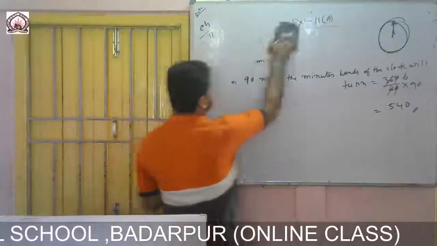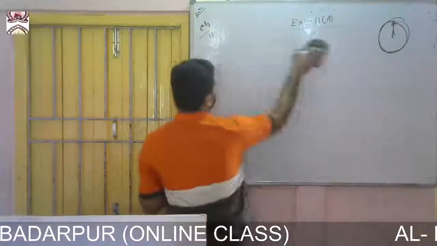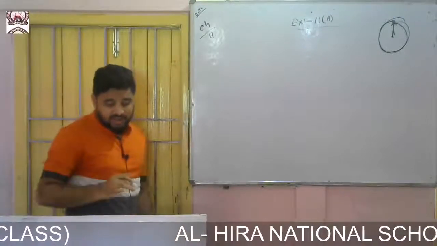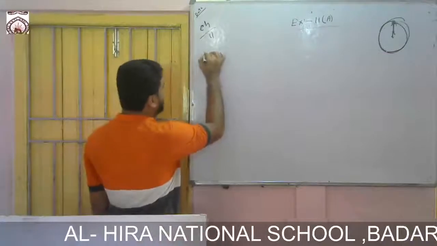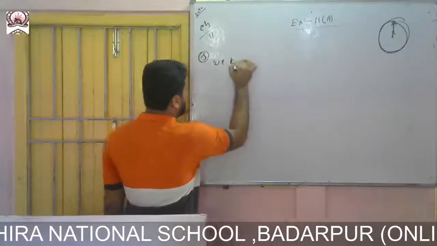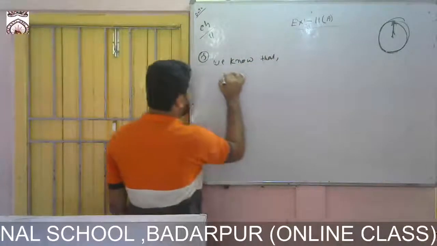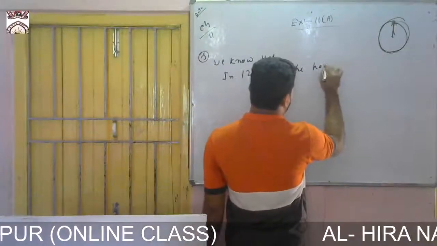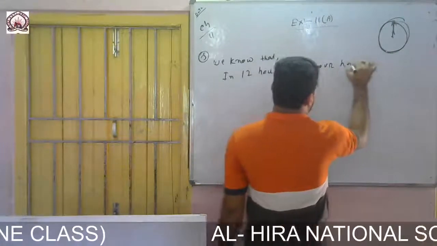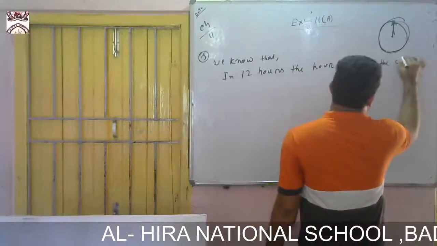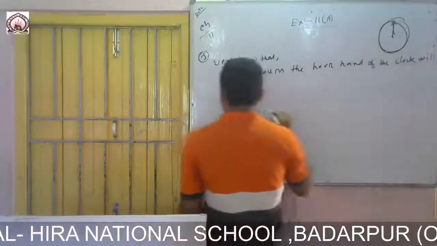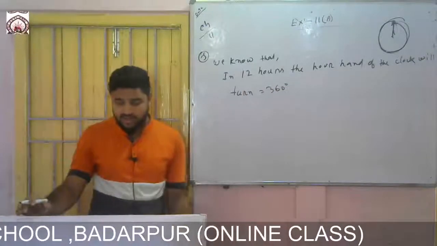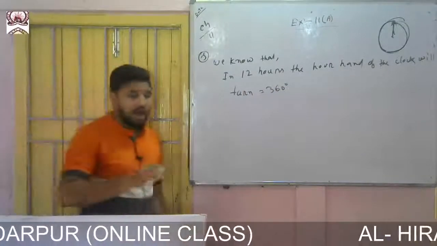So, we know that in 12 hours the hour hand of the clock will turn 360 degree. Therefore in 1 hour the hour hand of the clock will turn how much?